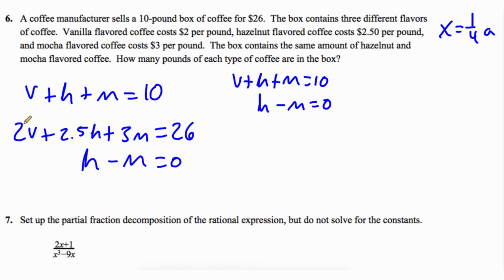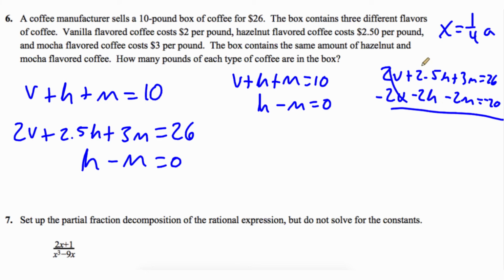But we're going to have to do a little bit of work with this 2V equation, doing some elimination. So 2V plus 2.5H plus 3M equals 26. First thing I'm going to do is work on getting rid of those 2V's. So I'm going to take our top equation here times -2. So we get -2V minus 2H minus 2M equals -20. Add these up, the V's cancel out. We've got 0.5H plus M equals 6.